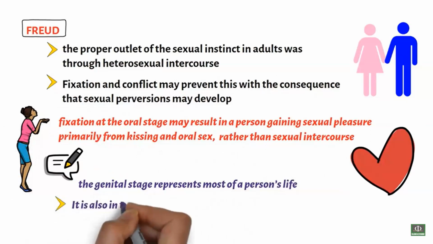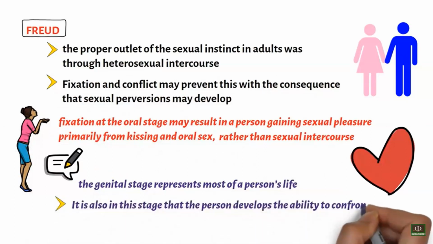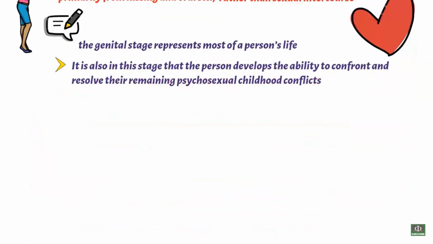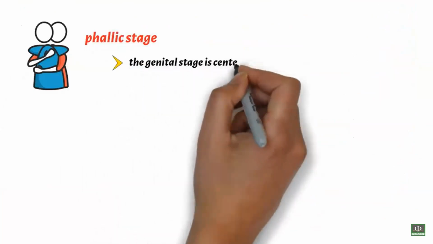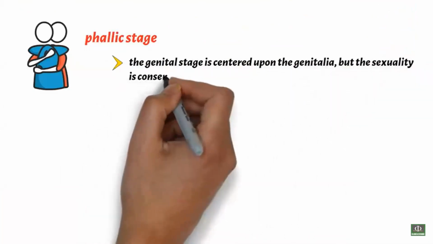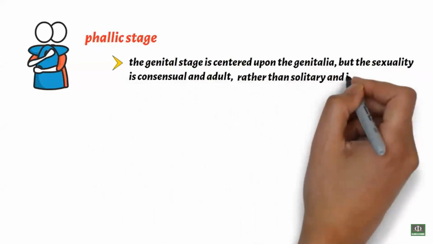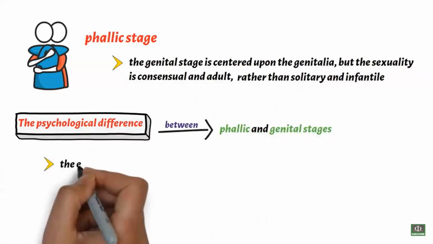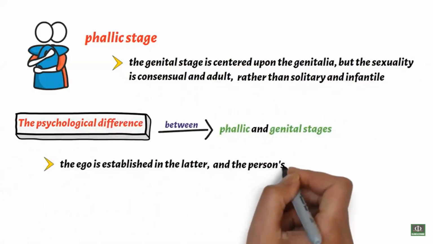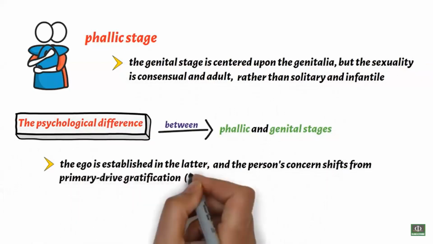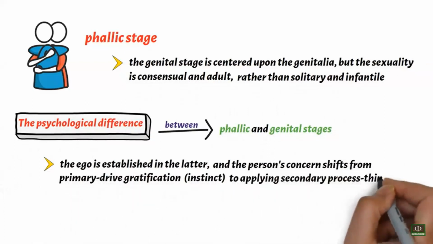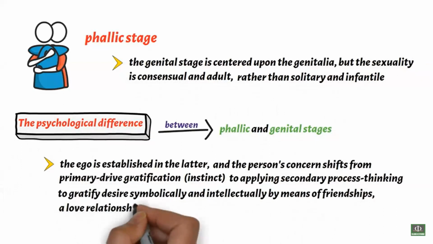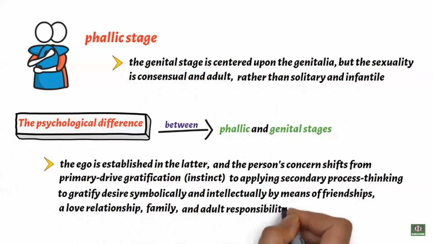It is also in this stage that the person develops the ability to confront and resolve their remaining psychosexual childhood conflicts. As in the phallic stage, the genital stage is centered upon the genitalia, but the sexuality is consensual and adult, rather than solitary and infantile. The psychological difference between the phallic and genital stages is that the ego is established in the latter, and a person's concern shifts from primary drive gratification, instinct, to applying secondary process thinking to gratify desire symbolically and intellectually by means of friendships, a love relationship, family, and adult responsibility.